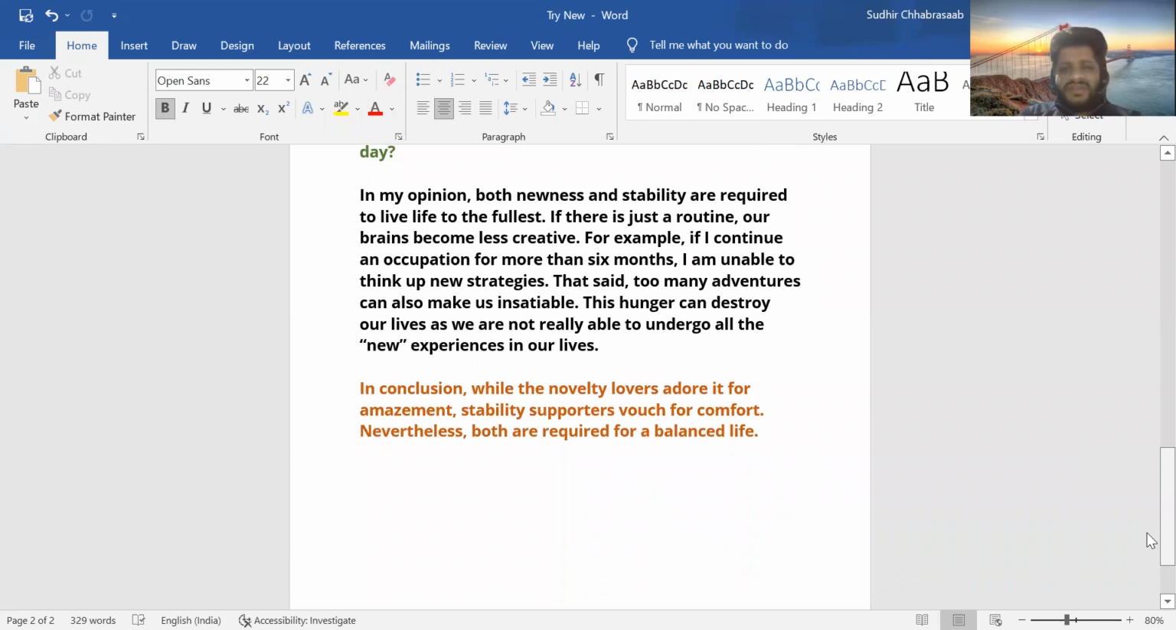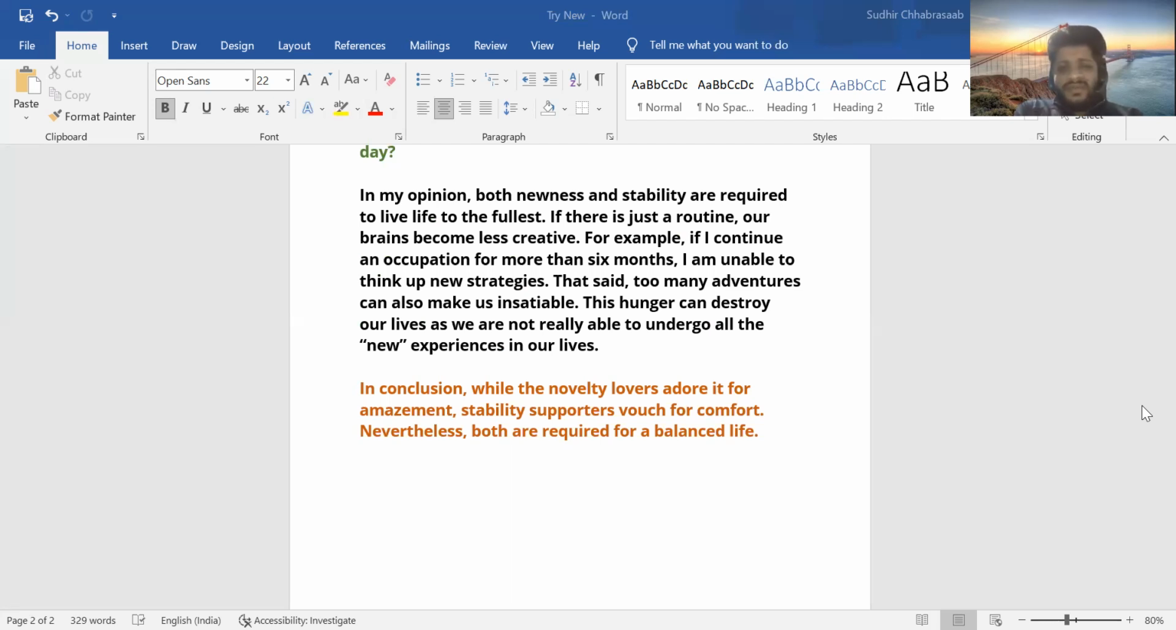In my opinion, both newness and stability are required to live life to the fullest, as I said earlier also. If there is just a routine, our brains become less creative. For example, if I continue an occupation for more than 6 months, I'm unable to think up new strategies. When I am in something for a long duration, I get ditzy. I become someone who is a zombie maybe. So I do have to get out of that zone and do something new so that I am active again. Actually, I'm unable to think. If that's not your case, you are lucky.